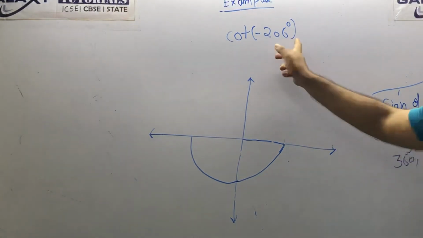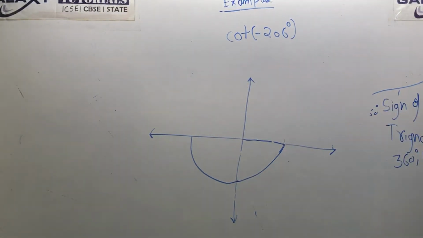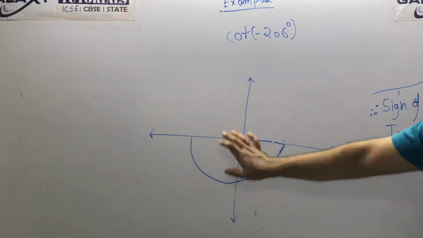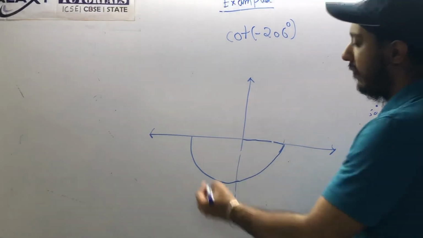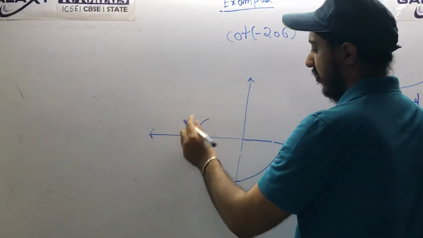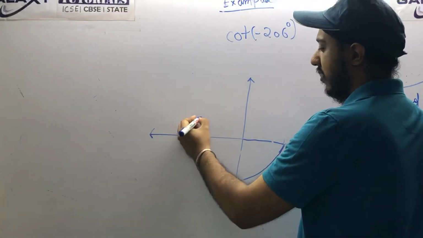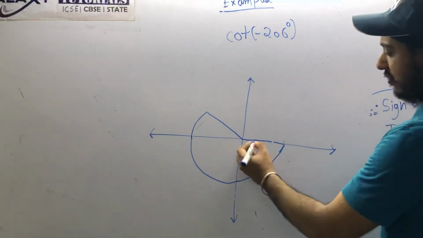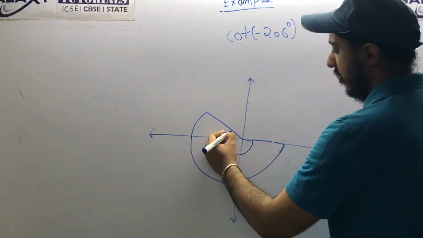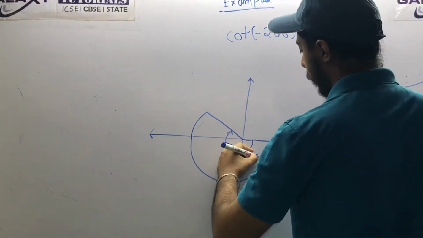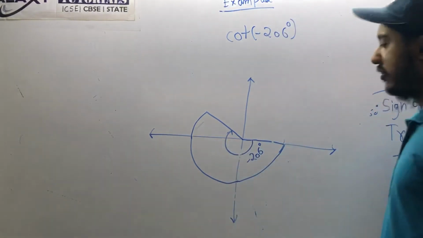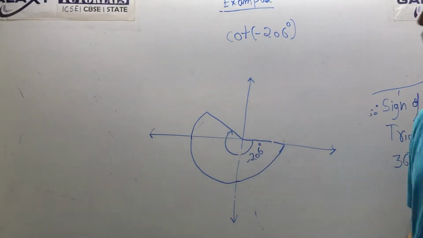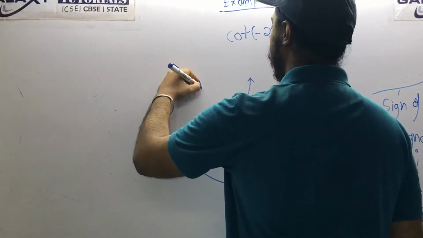And the angle they have asked us is 206. So 206 lies between 180 and 270. It shall be somewhere here. Yes, exactly. It will be somewhere here. So this is what this angle is, minus 206. So which quadrant is this lying in? This is lying in the second quadrant.